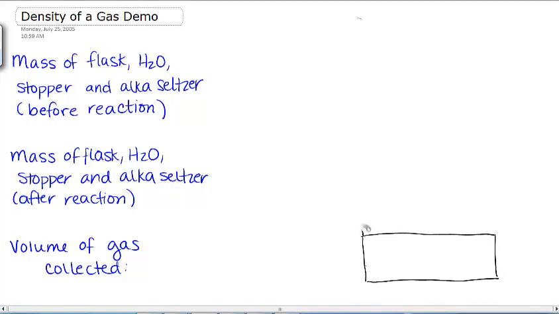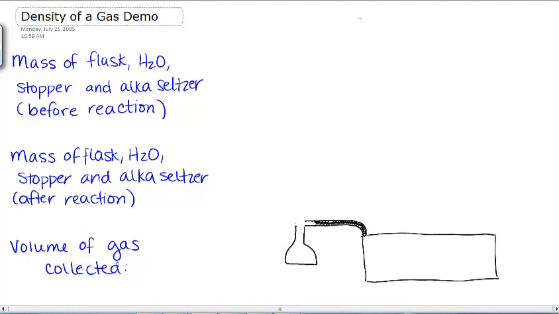All right, so what I have right here is a flask with a sidearm, a stopper that's going to go in it. It's filled with a little bit of water, and our good friend Alka-Seltzer. We're going to use that as forming our gas. What gas is given off by Alka-Seltzer? Do you remember? Carbon dioxide.